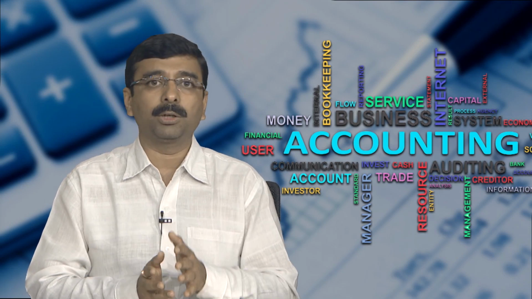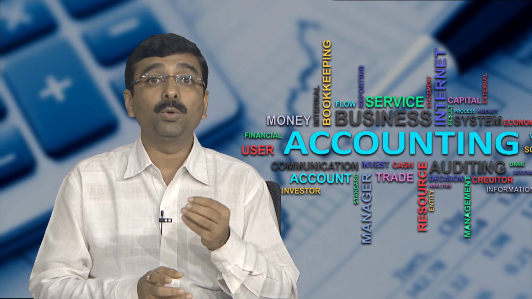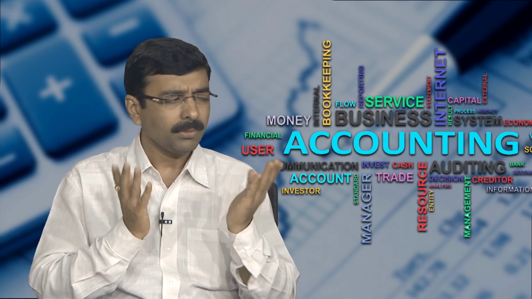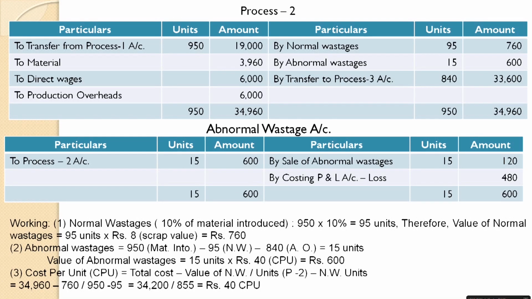Now, the second part of process 2: we do not have a clear-cut normal wastage value as well as units. Second, we might have an abnormal wastage and abnormal gain also in this process account. We need to find out the value of normal wastage and abnormal wastage, and at the end we need to identify the cost per unit also. On the basis of CPU, we need to identify the value of abnormal wastage as well as the amount which is transferred into process 3. Now see the question, see the answer, how we can determine.